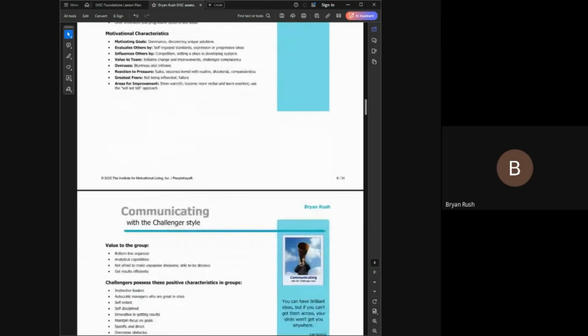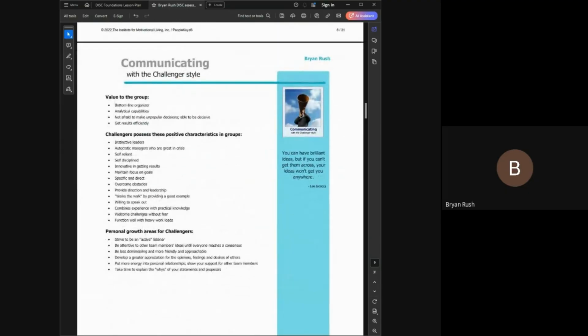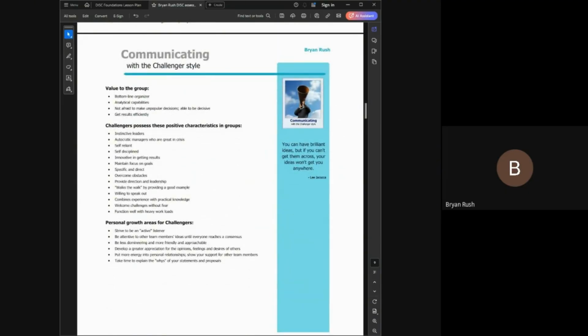Page 9, I also love. You're going to find that I love a lot of pages. Value to the group in page 9. Value to the group for this behavior style: bottom line organizer, analytical capabilities, not afraid to make unpopular decisions, able to be decisive. Challengers possess these positive characteristics in groups. So it's going to tell you, hey, this is what they're bringing to the table to help your team win. These are their unique characteristics that are very good.